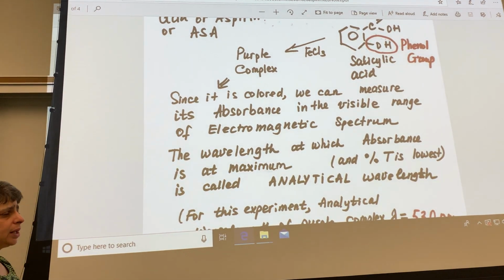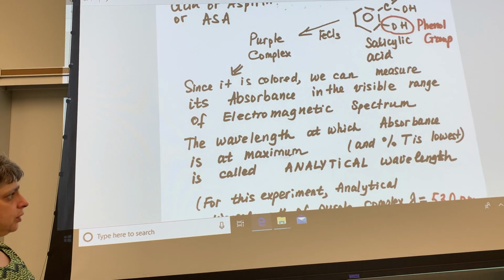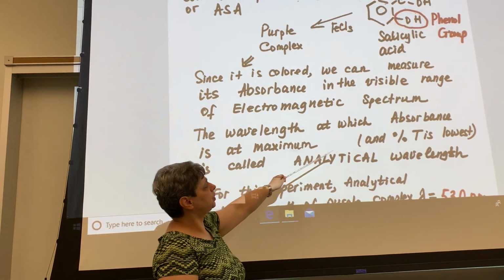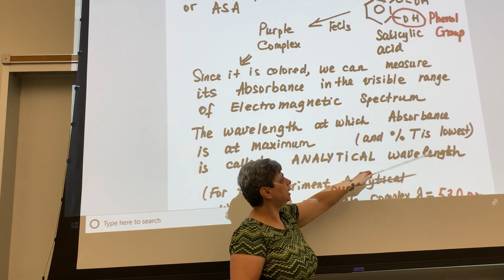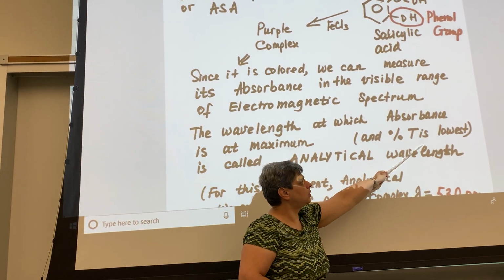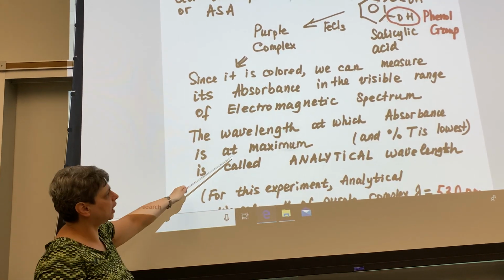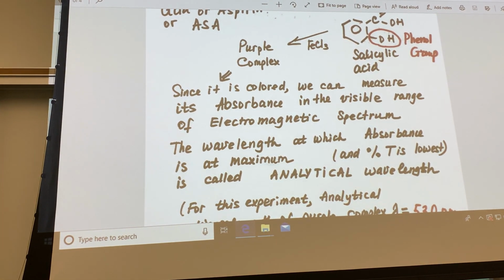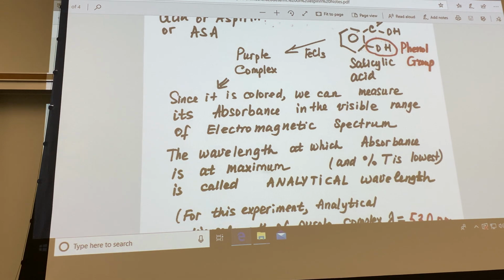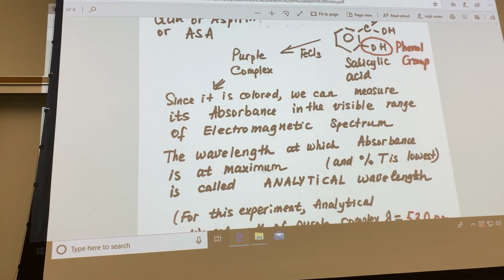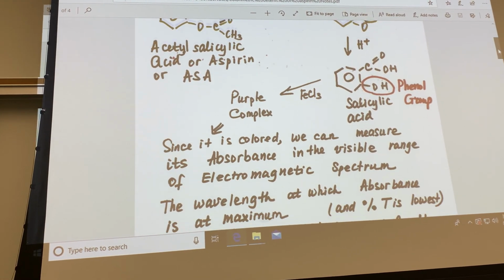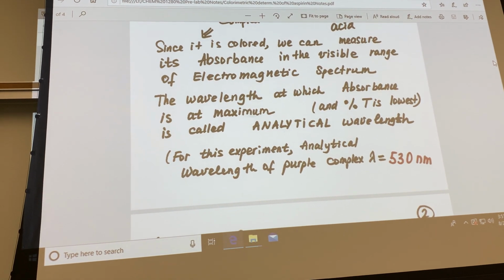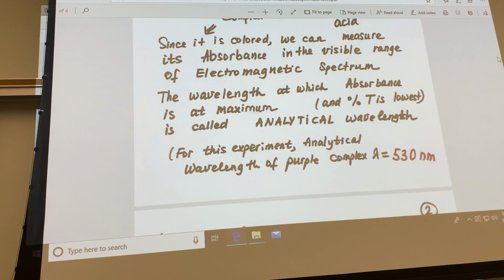However, I will also accept the definition given in the lab manual, which says that analytical wavelength is the wavelength where percent transmittance is the lowest. So either percent transmittance is the lowest, or absorbance is the highest, or is at its maximum. And because the solution is purple, you will see when you run the spectrum that the peak happens to be at right around 530 nanometers.